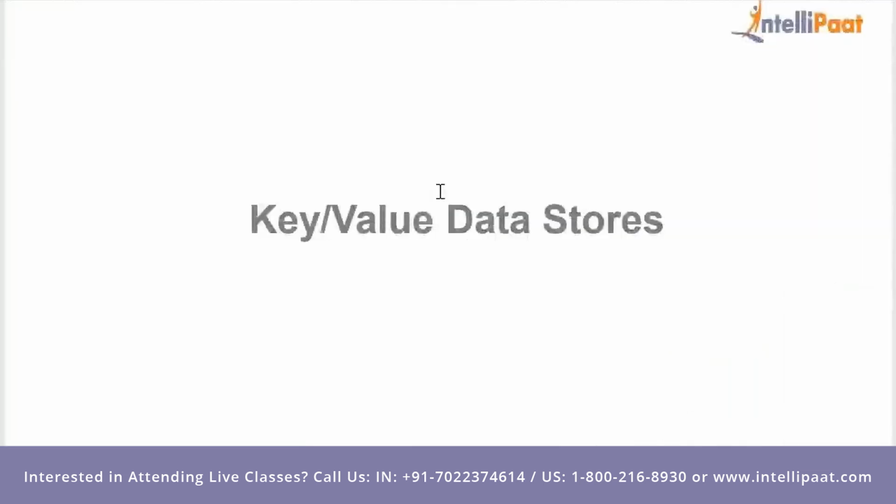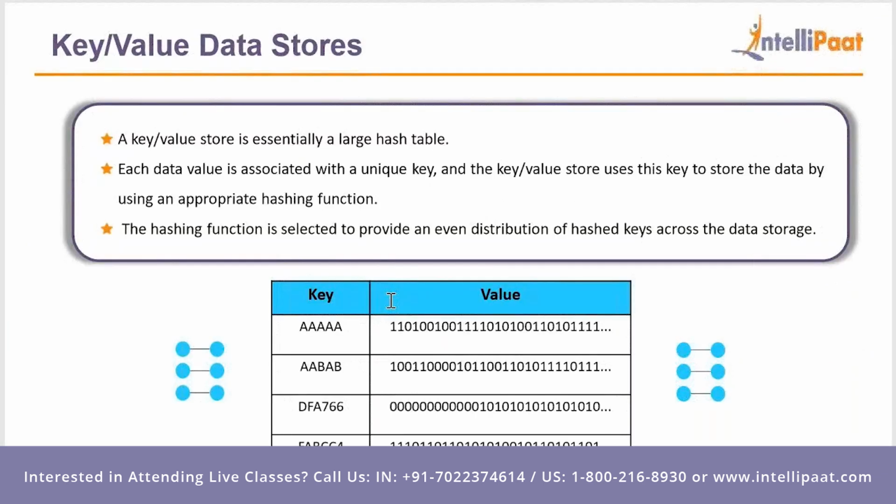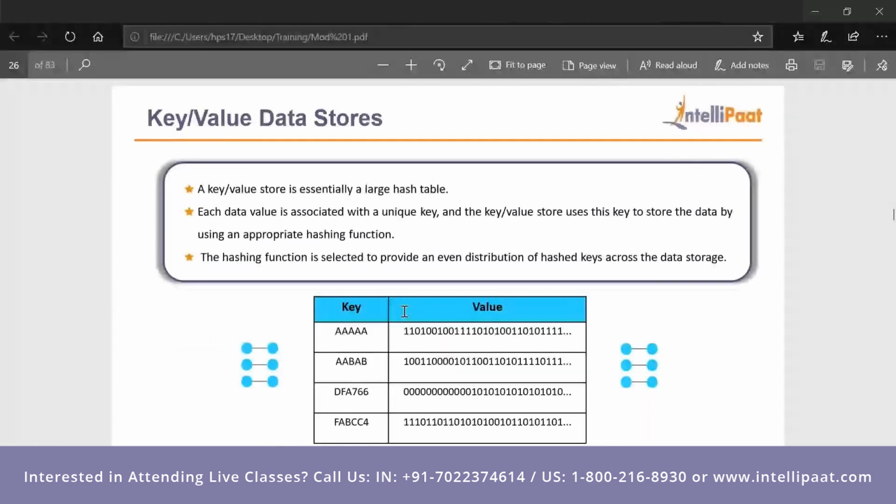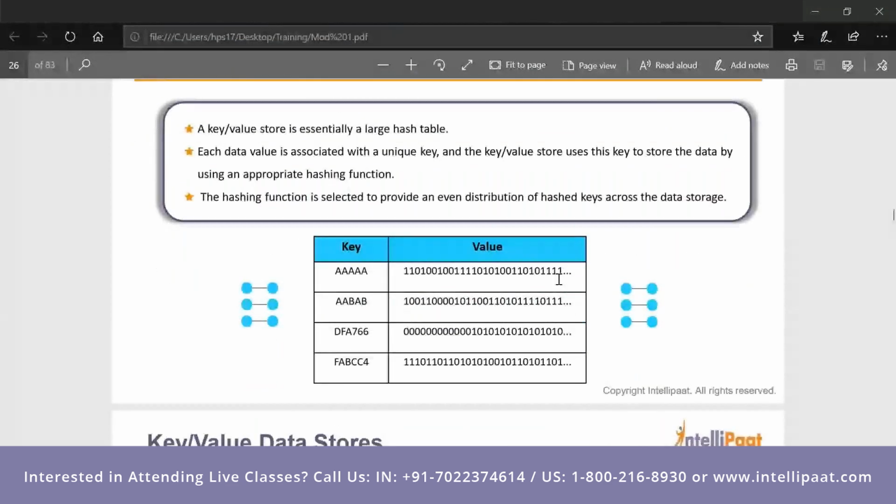Okay, so we are done with two types of document DBs. So next is the key value data stores. So again here Cosmos DB comes into the picture. The key value store is essentially a large hash table. You can see here there is a key, there is a value. Value is a hash and key is a randomly generated key.